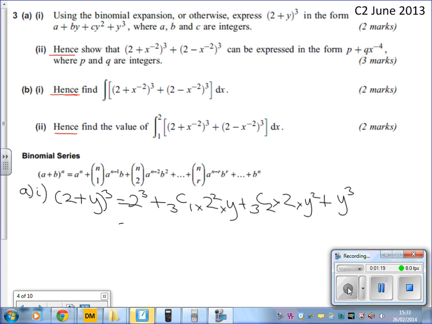Then I just simplify all the coefficients, all the number parts. 2 cubed is 8. 3c1 is 3, you could put that in your calculator, times 2 squared, so 3 times 4 is 12y. 3c2 is also 3, 3 times 2 is 6y squared, plus y cubed. So that's part 1. Now part 2, as we said, has a "hence".